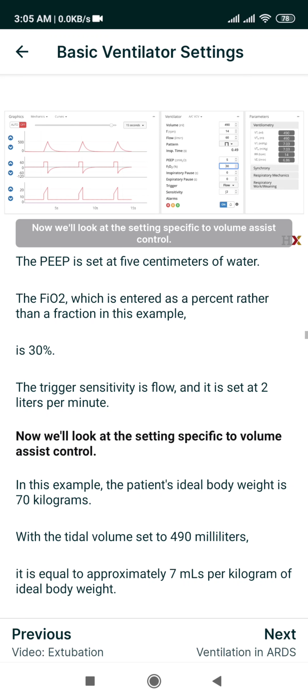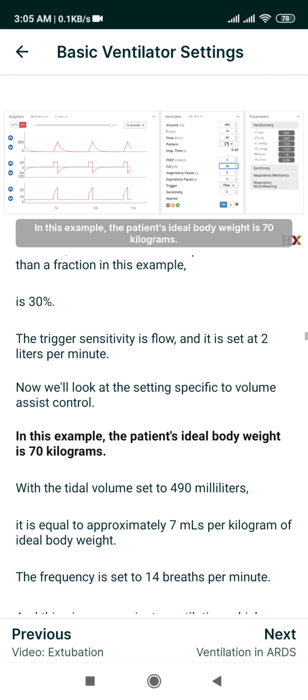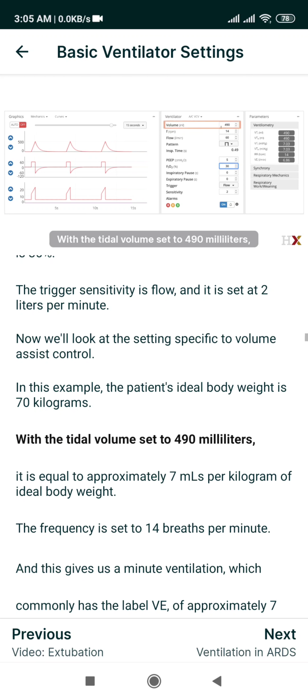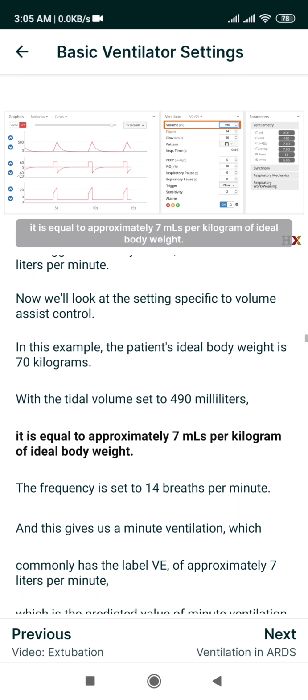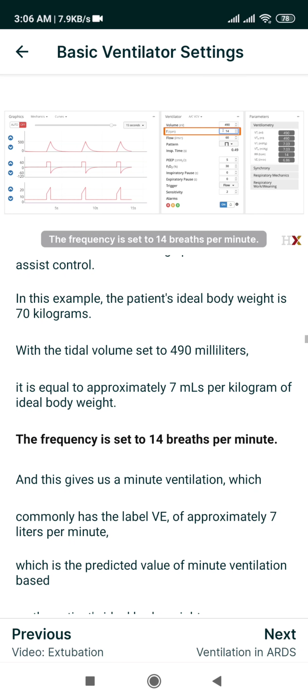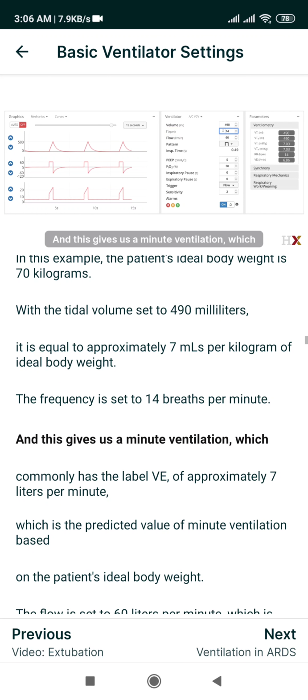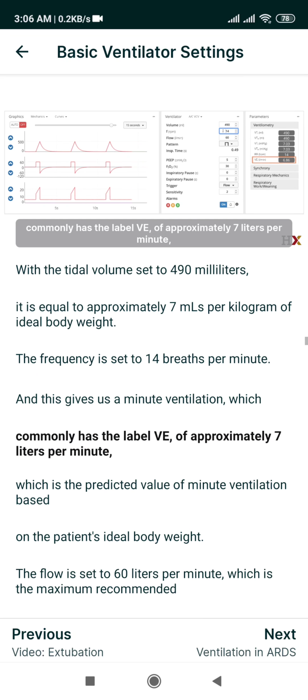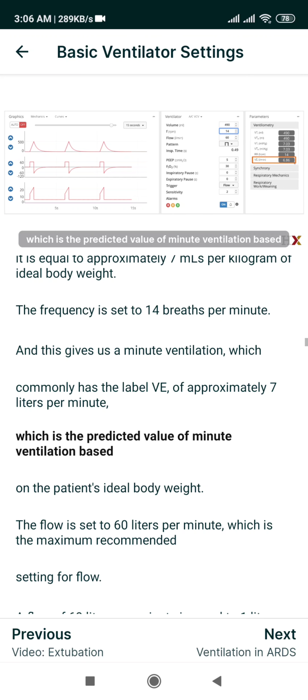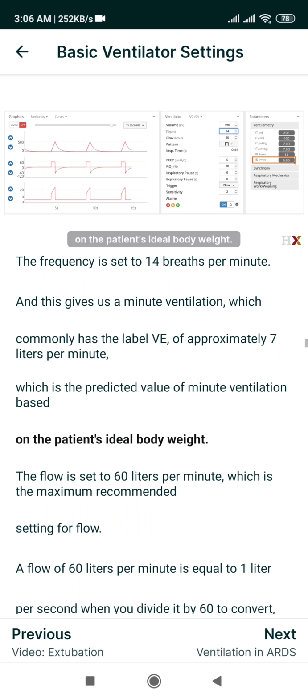Now we'll look at the settings specific to volume assist control. In this example, the patient's ideal body weight is 70 kilograms. With the tidal volume set to 490 milliliters, it is equal to approximately 7 mL per kilogram of ideal body weight. The frequency is set to 14 breaths per minute, and this gives us a minute ventilation, which commonly has the label VE, of approximately 7 liters per minute, which is the predicted value of minute ventilation based on the patient's ideal body weight.